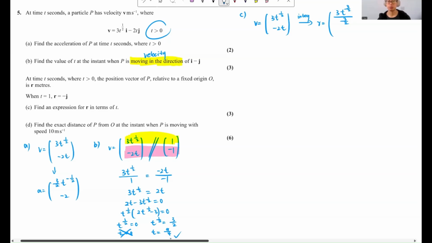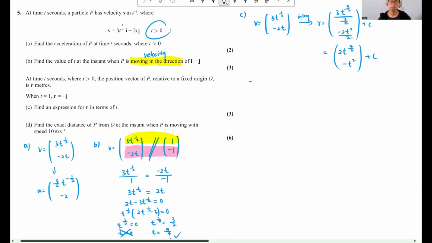And then for negative 2t, you just plus 1 the power, divide by the power, and then plus c. So simplify a bit. You have 3 divided by 3 over 2, you can put in the calculator, that would be 2t to the power 3 over 2. And then negative 2 over 2, just negative 1, so negative t squared plus c. And now substitute in the condition.